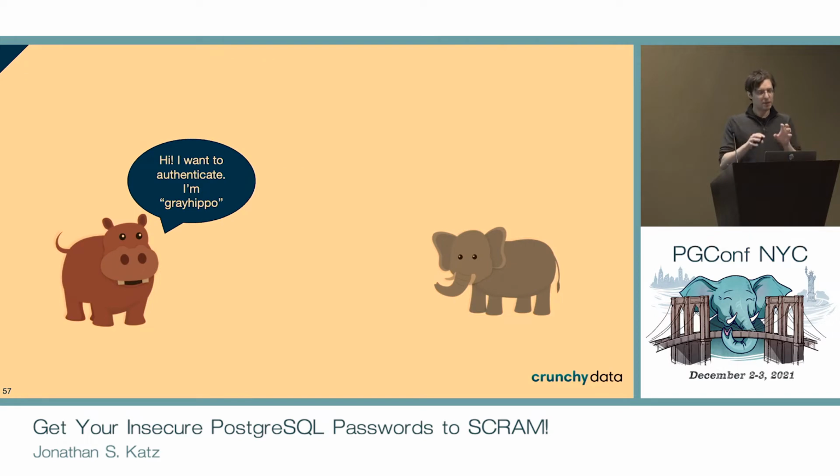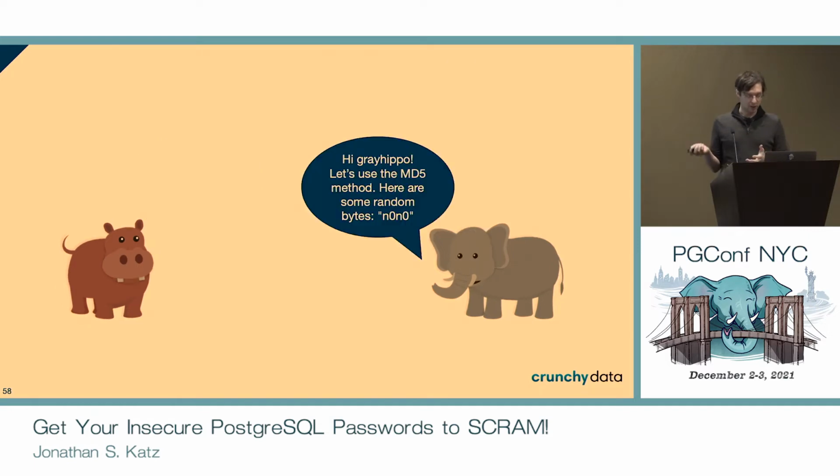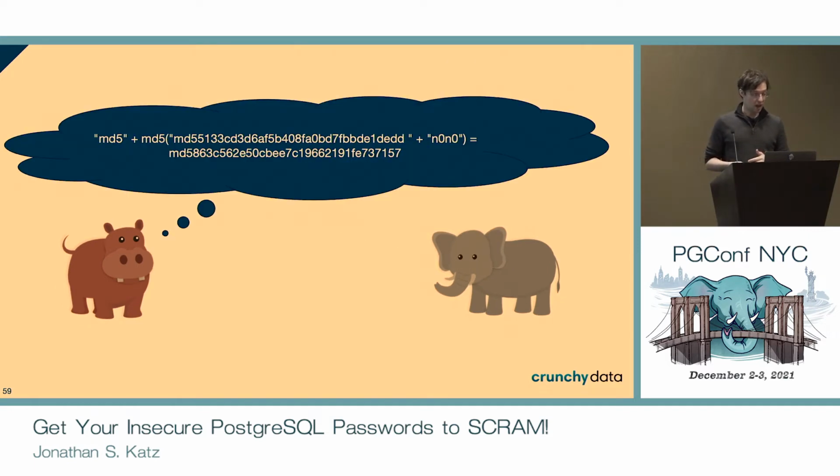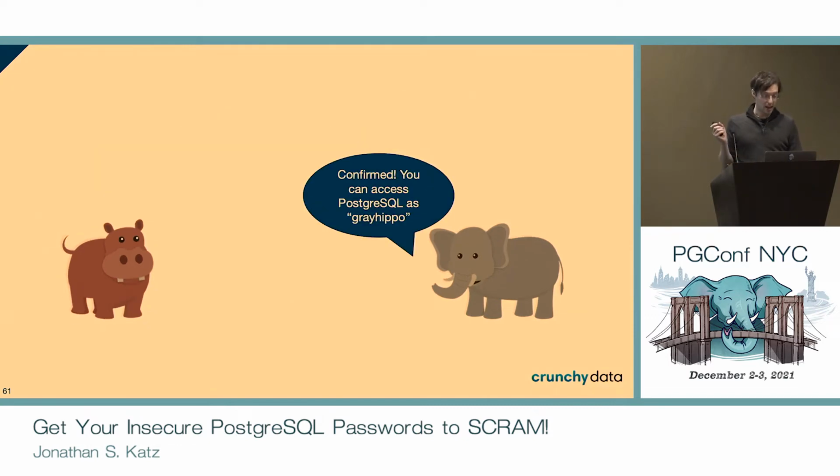Because even if maybe you're not able to log in via the PSQL prompt, you can write something that speaks the Postgres protocol, get your random nonce. It's like, well, I already have the hash of the password and username together. I just have to attach that nonce to it. I get my new MD5 hash. I send it over the wire. And Postgres is like, oh, you are obviously GreyHippo.